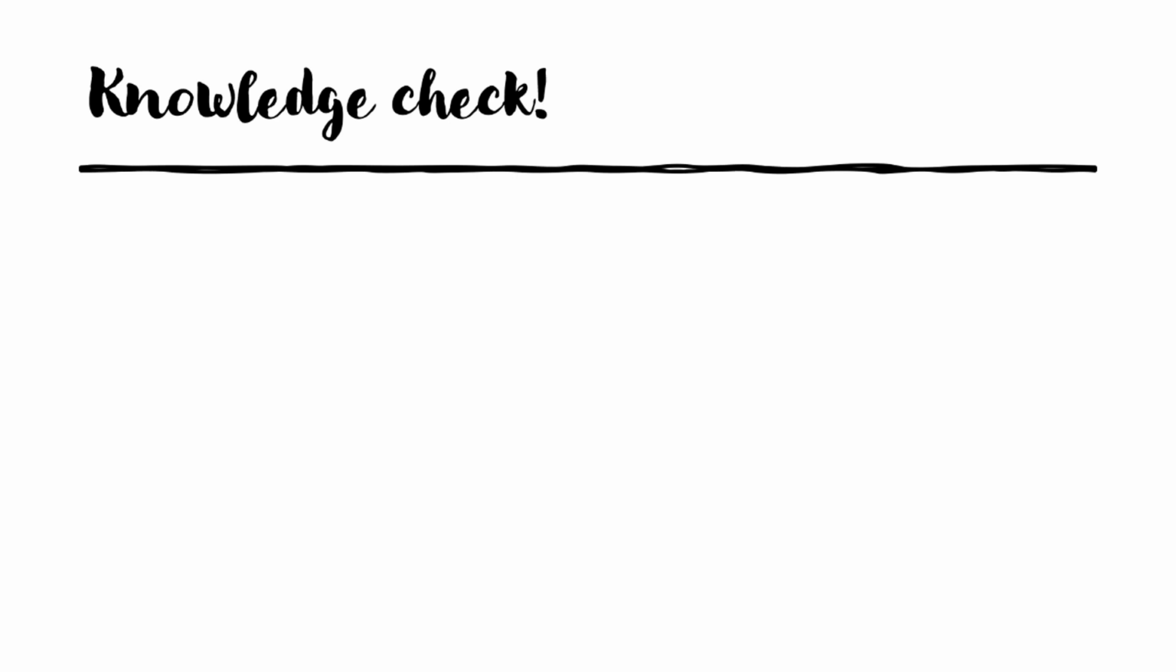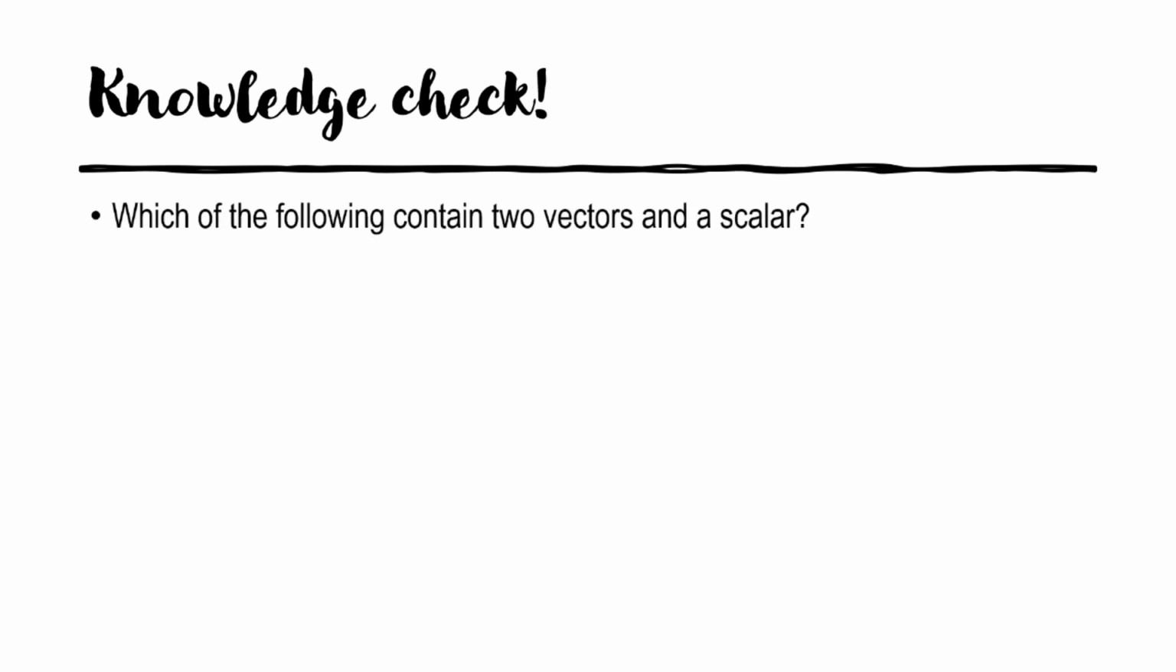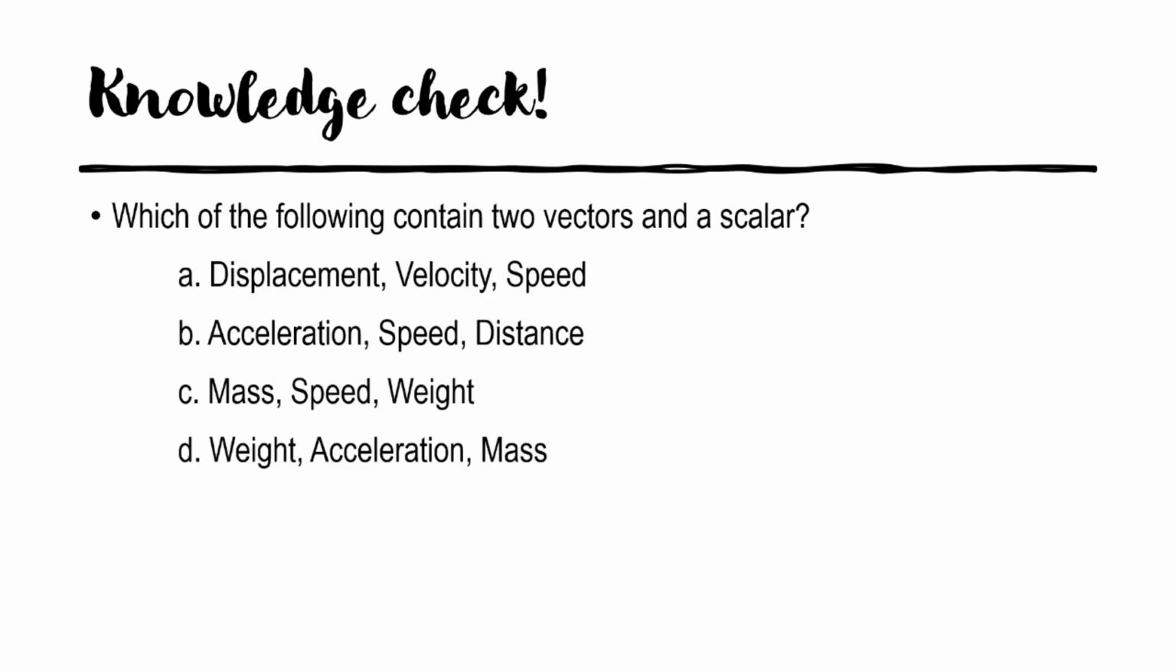which of the following contain two vectors and a scalar? So ang sagot sa katanungan ay letter A. Displacement, velocity, and speed. Displacement and velocity ay parehong vector quantity samantalang ang speed ay scalar quantity. At letter D. Weight, acceleration, and mass. Ang weight at acceleration ay parehas na vector quantities at ang mass ay isang scalar quantity.